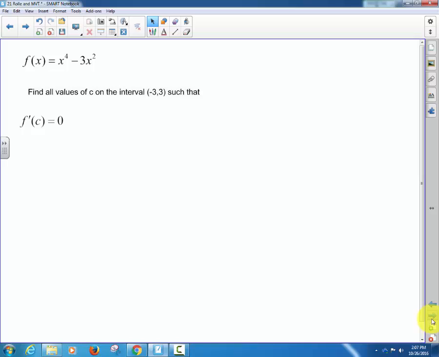Find all values on the interval -3 to 3 such that f prime of c equals 0. Well, do we know that there are any, first of all? Do we know that there has to be any? Because, I mean, let's be lazy for a second, okay? There might not be any. Do you know there has to be any between -3 and 3? How can you figure that out?